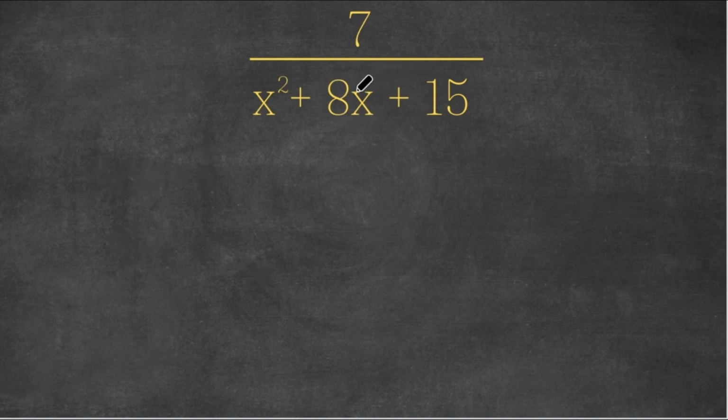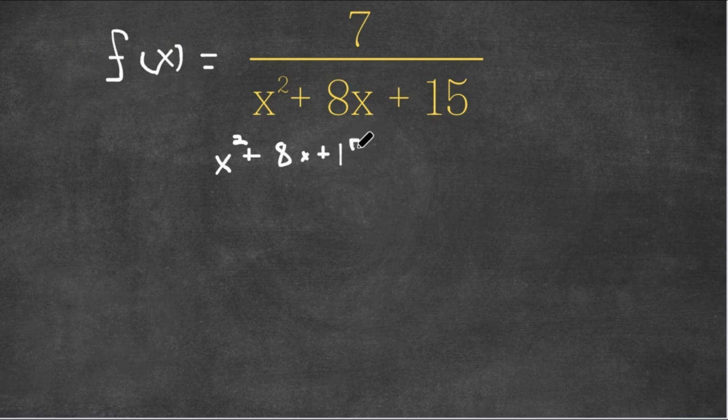So for this function here, f of x equals 7 over x squared plus 8x plus 15, we would want to find out what value of x makes our denominator equal to 0. Because if this equals 0, then remember, 7 over 0 wouldn't work out. You can't divide 7 by 0. So we would have to set our denominator equal to 0 to find the domain of this function. So x squared plus 8x plus 15 equals 0. Now, if you notice, we have a quadratic equation.